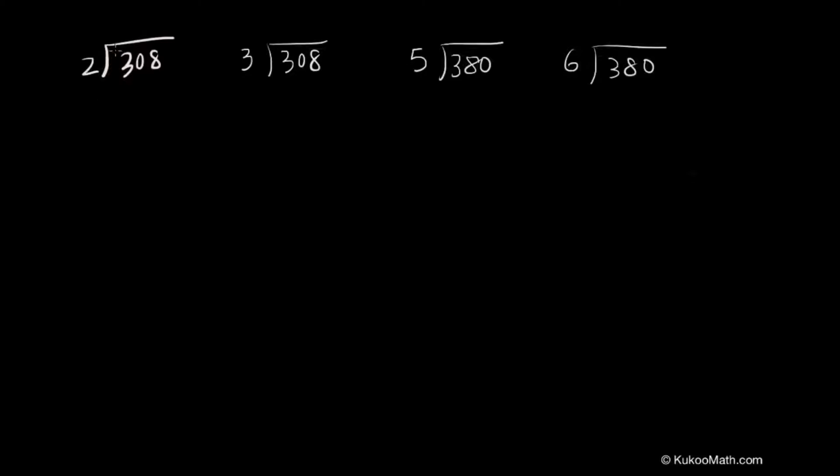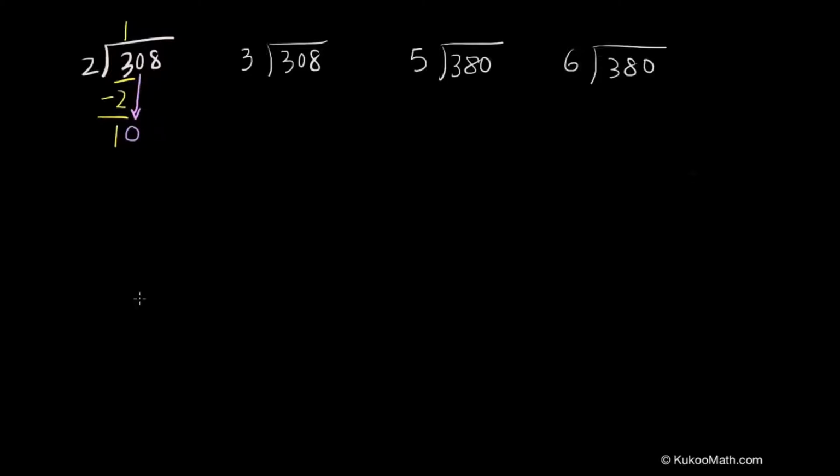Just like we did before, we're going to look at the first digit first, which is 3. We're trying to see if we can put 2 into 3, and we can. So we're going to start with just the first digit. Seems like we can only put 2 one time into 3 without going over it. So we put the 1 on top of the 3, and now we do 2 times 1 is 2, and we write that under. And then we subtract, so 3 minus 2 is equal to 1.